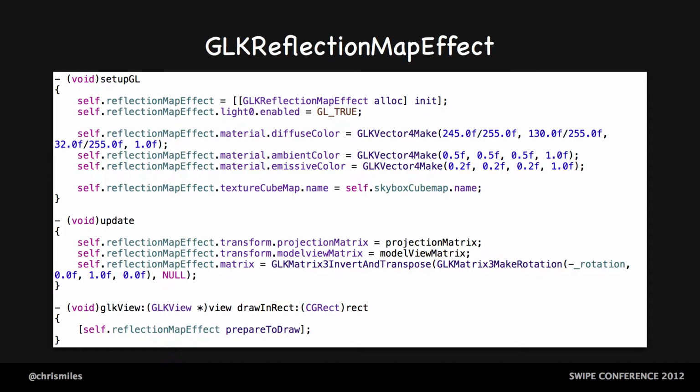So that's pretty handy. In our update method, which is called every frame to do our model update before we do the drawing, we set the transform again as we usually do, and then we also set the matrix property to the transform of how we want the reflection map to be applied. So in our case, we just take the current rotation of the scene, inverse and transpose that to get the correct matrix for the reflection, and pass that in. And then in our DrawInRect, we do our normal drawing. So prepare to draw, same as with the GLKBaseEffect, and then you would call your GL draw methods below that, which I haven't bothered to put in here.